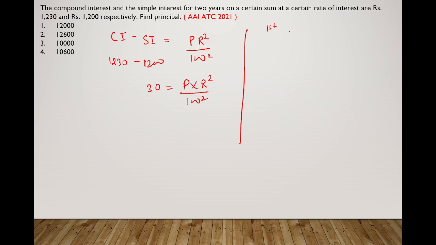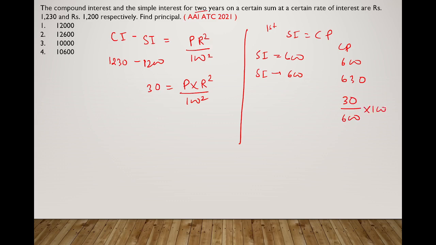In the first year, simple interest equals compound interest. As all of you know, simple interest increases by the same amount. If it says 2 years, then first year simple interest is 600, and second year simple interest is also 600, but compound interest is 600 in the first year and 630 the next year. Then how much more than the first year? 30 in 600.